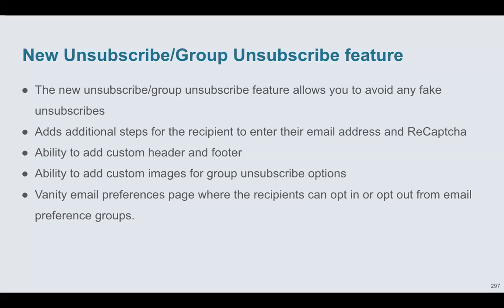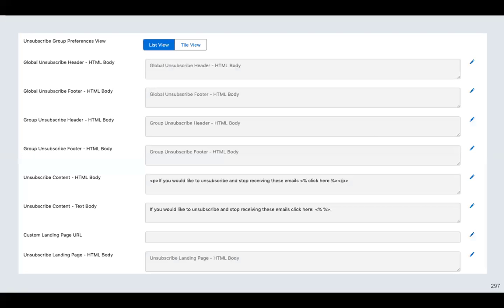But currently, we do have the vanity email preferences page, or you can call it opt-in, opt-out preferences, where you can just send a link to your clients, and then they can select what type of emails they want to subscribe to or unsubscribe from. This is just to give you an idea of what additional configurations you may have.